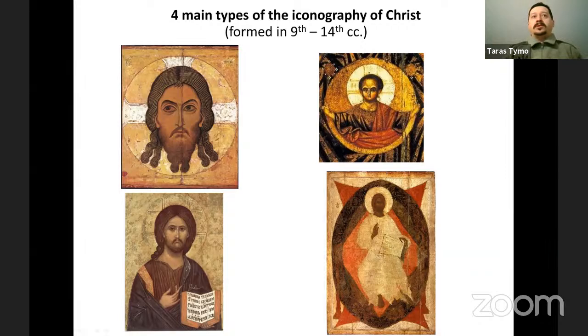The second type is Christ, usually half-figured or sometimes full-figured, with an open or closed book, Christ as a teacher, and this iconography is called Christ the Pantocrator. Pantocrator, I will explain a bit later what it means. And then Christ as a child or as a young boy, Jesus the Emmanuel.